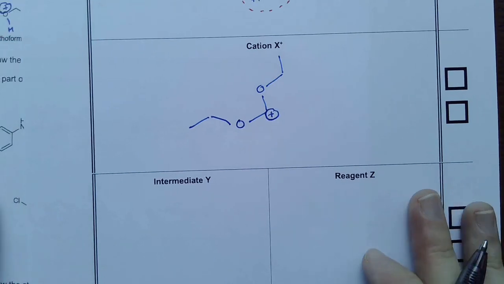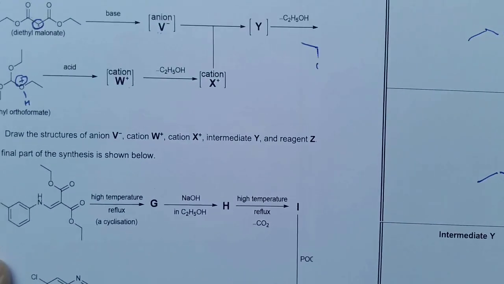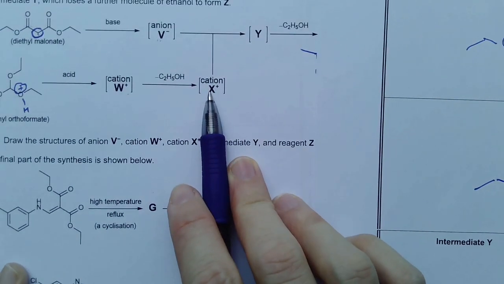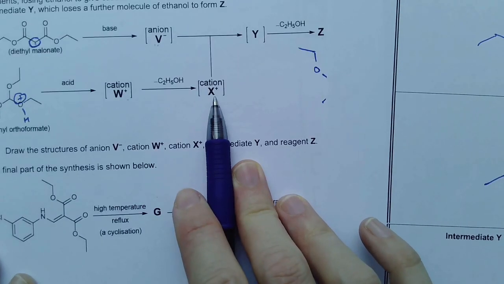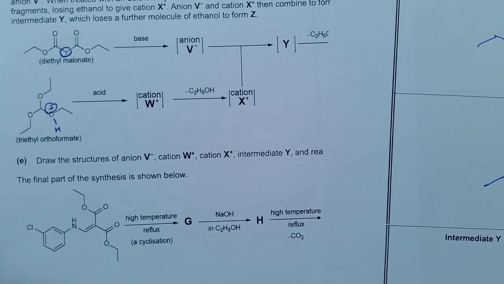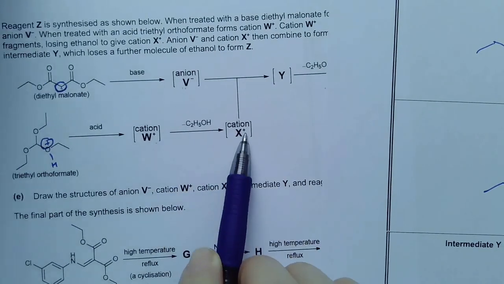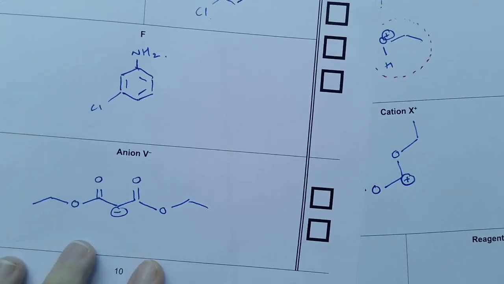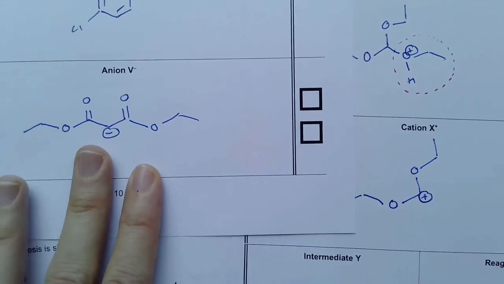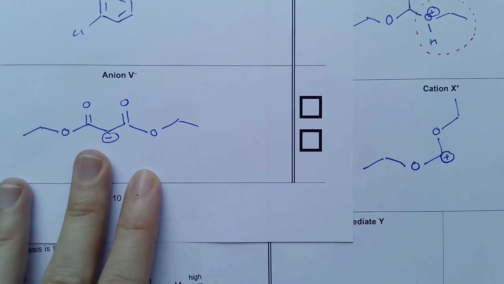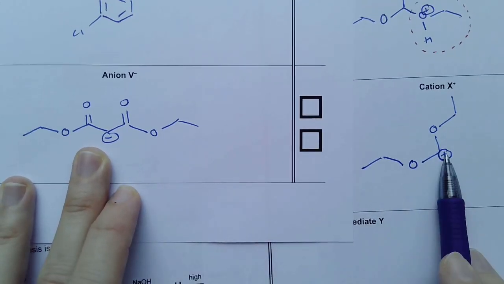Okay. So that gives me cation X plus, fantastic. And now those two can react together. So V minus and X plus react together. So here's my V minus. Here it is here. Try and get them on the same page. Here's my V minus. Here's my X plus.